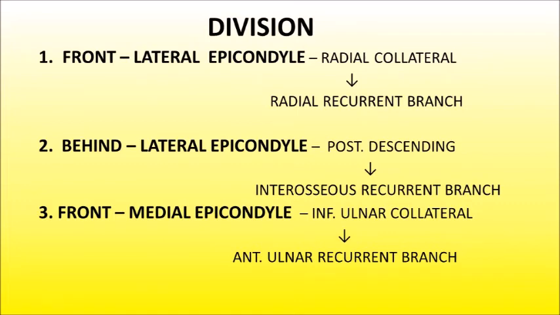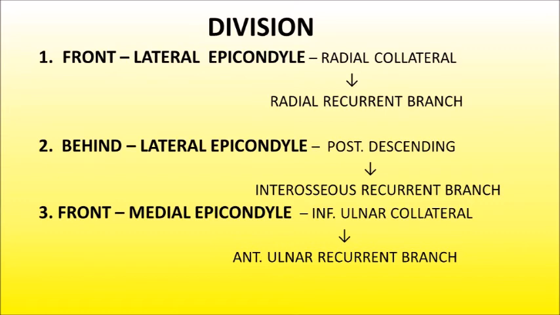The radial collateral artery branch of the profunda brachii anastomoses with the radial recurrent branch of the radial artery. Behind the lateral epicondyle of the humerus, the posterior descending branch of the profunda brachii artery anastomoses with the interosseous recurrent branch of the posterior interosseous artery.